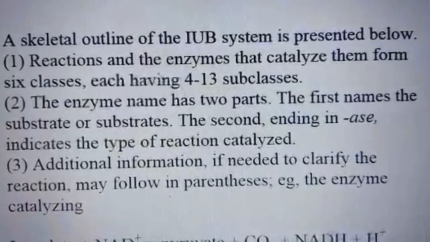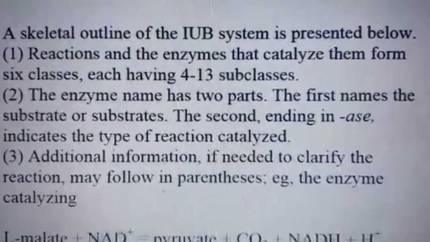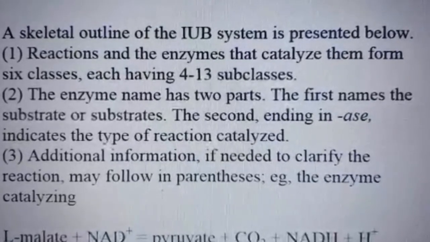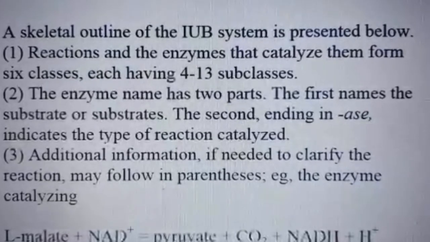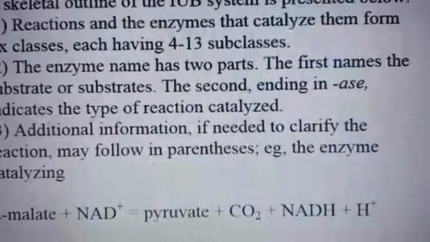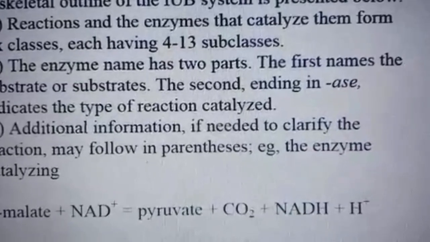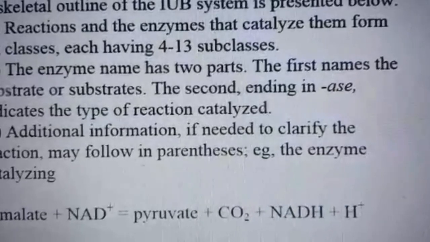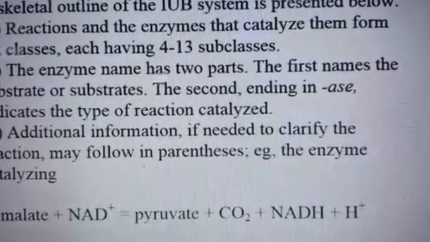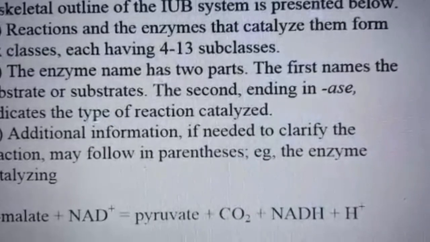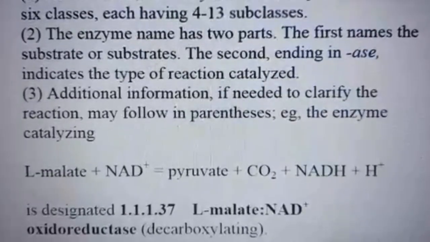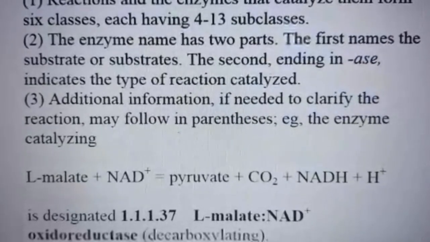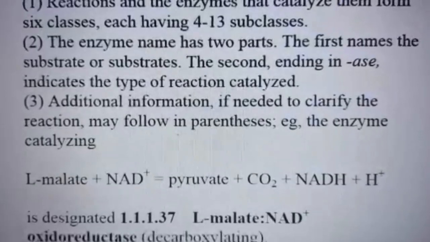Here you can see the skeletal outline of the IUB system. Each of the six major classes of the enzyme has 4 to 13 subclasses depending upon the type of the reactions they catalyze. Each enzyme name has two parts. The first part constitutes the name of the substrate, and the second part ends with the suffix ase and it shows the type of the reaction that is catalyzed. Any additional information, if needed to clarify the reaction, may follow in parentheses.